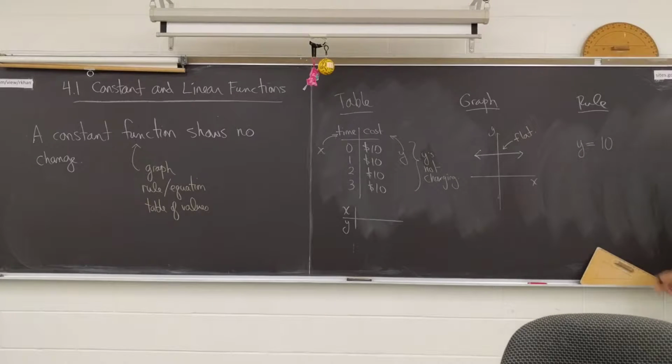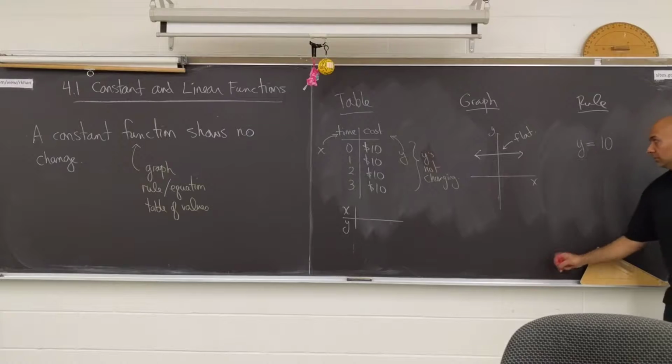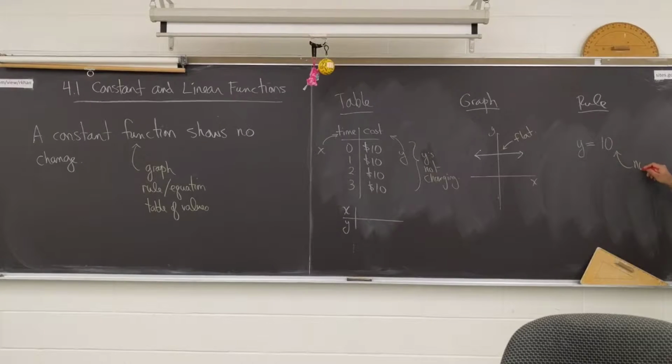There's no x's. A constant function, there are no x's at all. It's just a number. So y is equal to a number is going to be the rule of any constant function. If it's 10, if it's 15, it's higher. If it's -3, it's lower. There are absolutely no x's here because x doesn't change anything. I can't even put an x in to multiply or do anything.